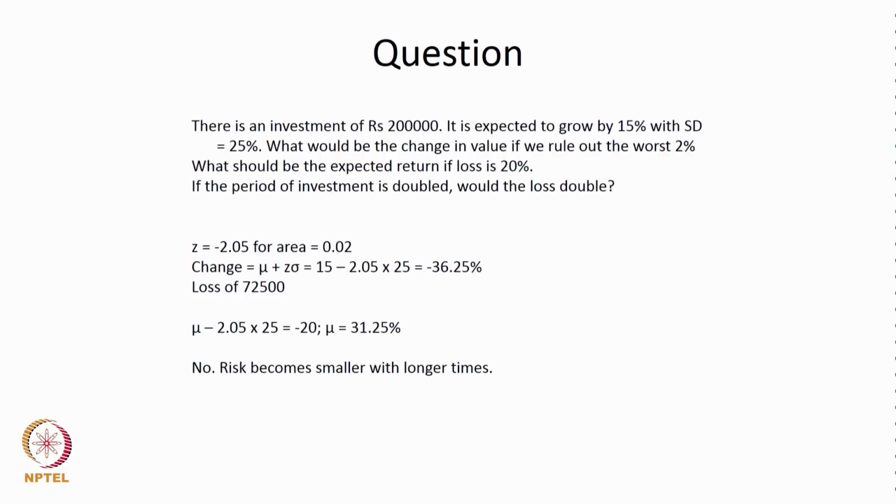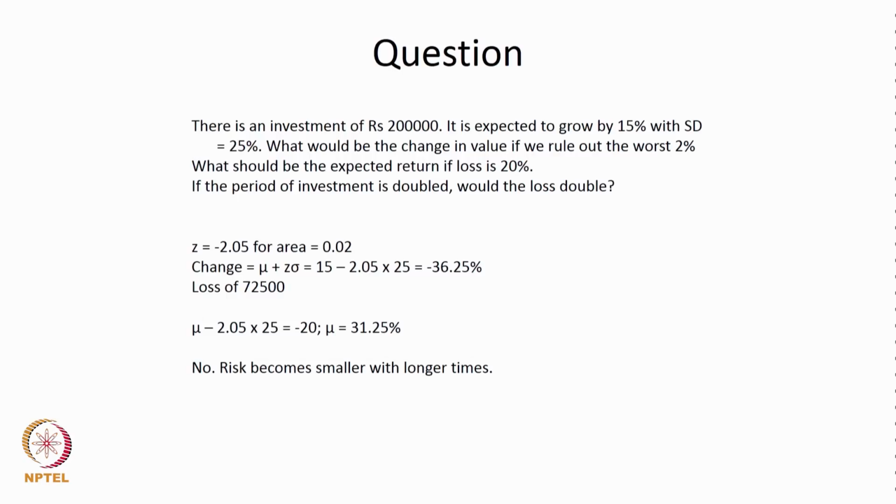Now, there is an investment of 200,000, it is expected to grow by 15% with a standard deviation of 25%. What would be the change in value if we rule out the worst 2%? For the worst 2%, the area to the left is 0.02, and for area equal to 0.02, z is minus 2.05. So, the worth can reduce up to the point of z equal to minus 2.05.